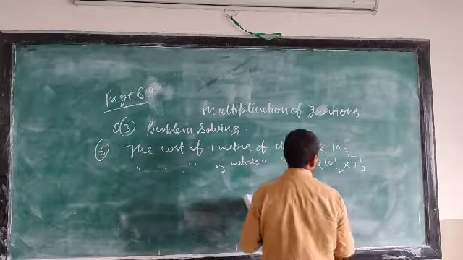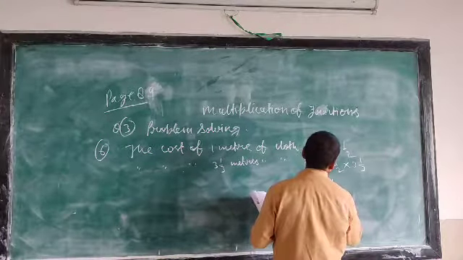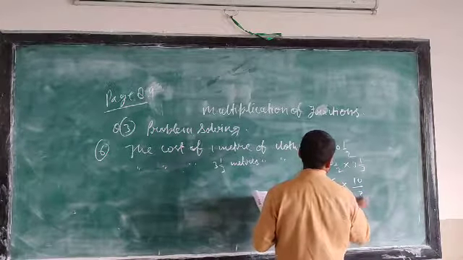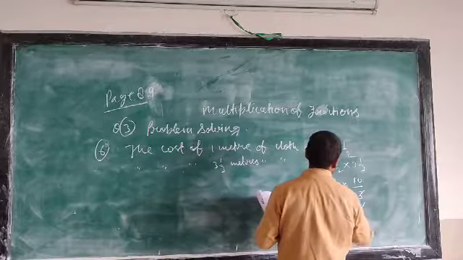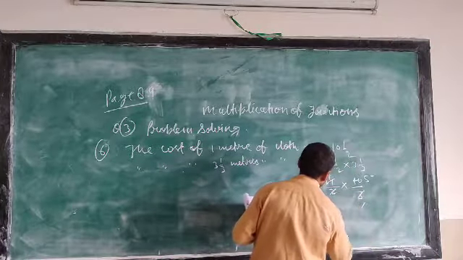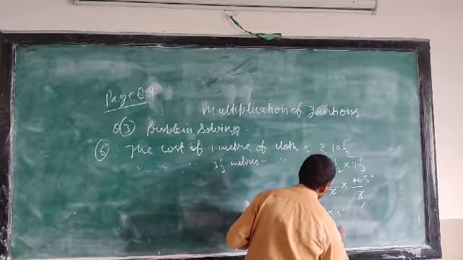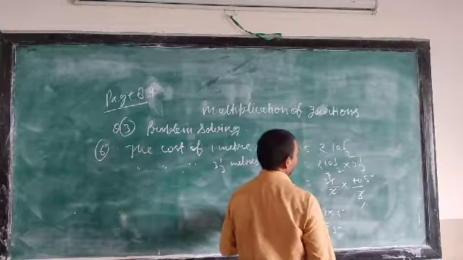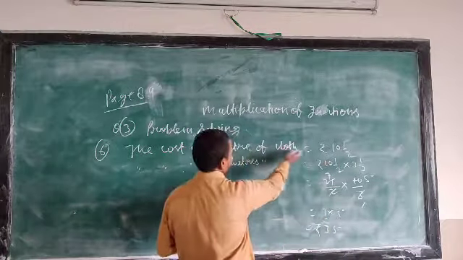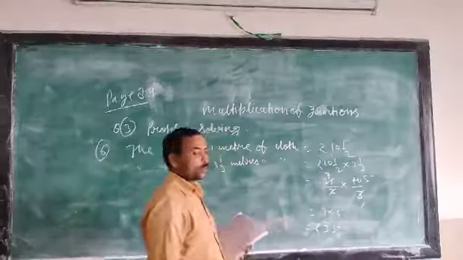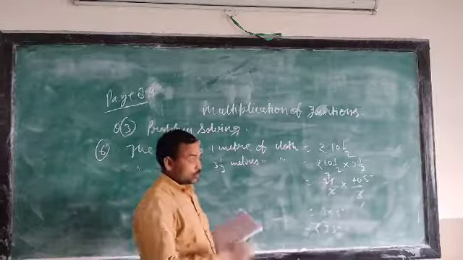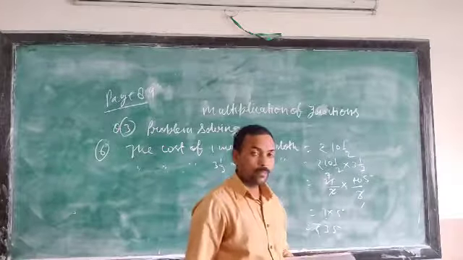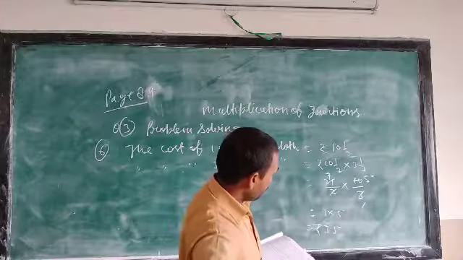So 10 and a half is 21 by 2, and 3 and 1 by 3 is 10 by 3. So 2 and 3 cancel, that leaves 7 multiplied by 5, that is 35 rupees. So your answer will be 35 rupees. See, the cost of 1 meter is 10 and a half, 10 rupees 50 paise. Here also the cost of 3 and 1 by 3 meters will be 35 rupees. So this will be the answer.